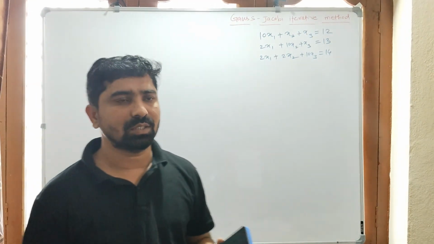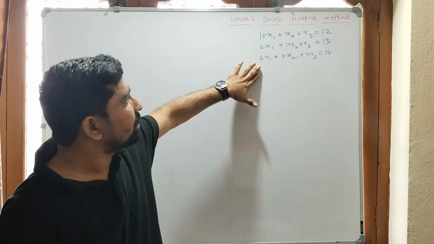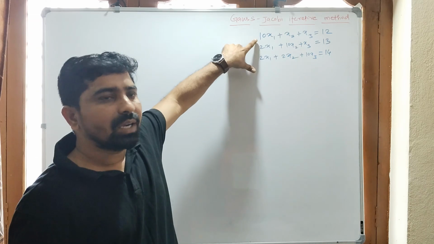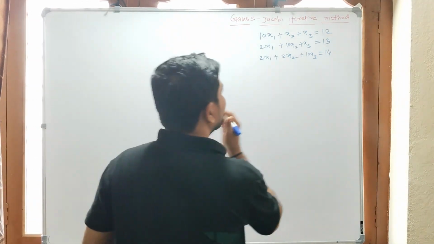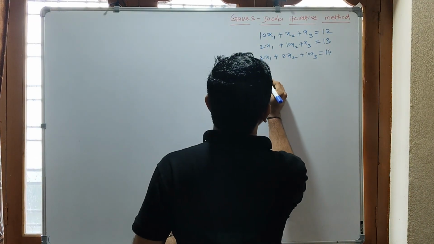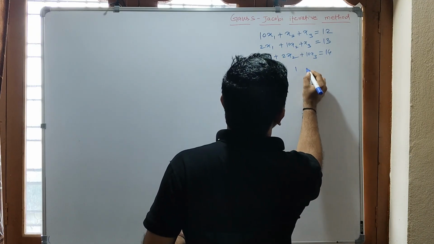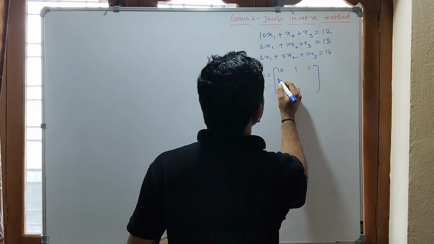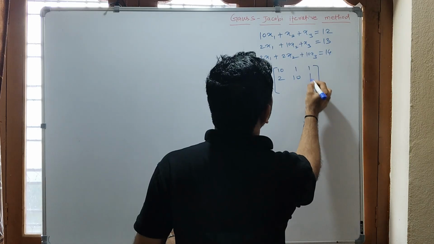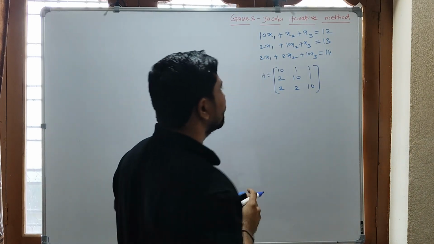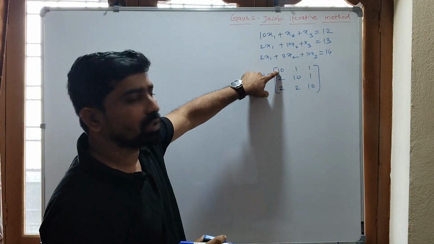So that is my first task. What is meant by diagonally dominant? Here you can observe the coefficient matrix of this system. I will write it: 10, 1, 1; 2, 10, 1; 2, 2 and 10. So this is the A11 position.